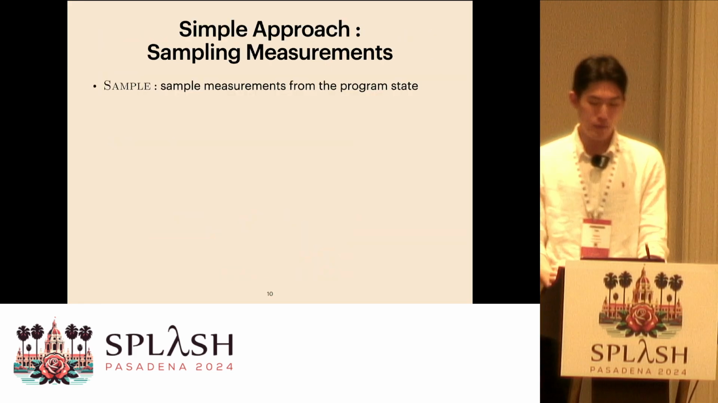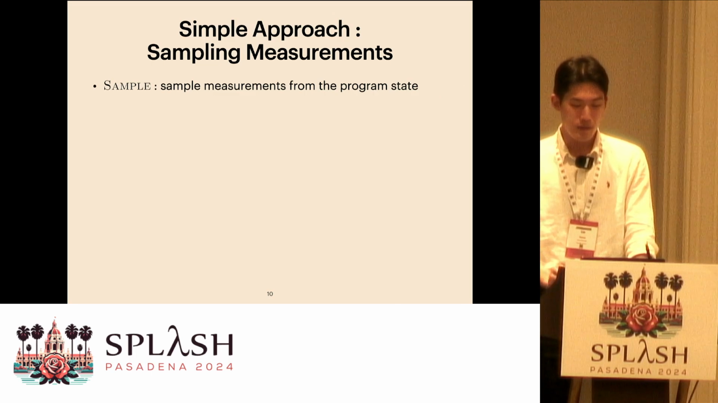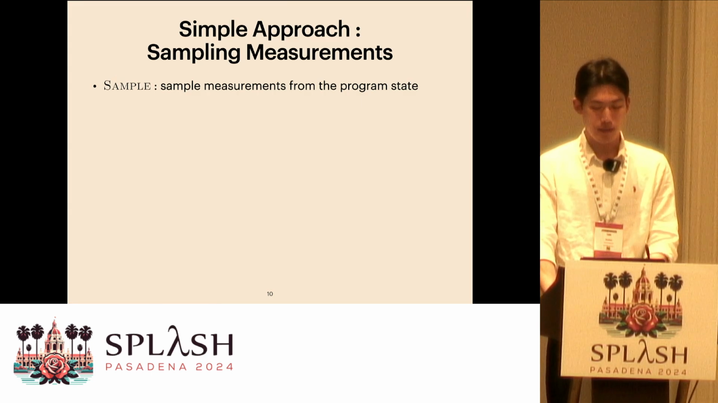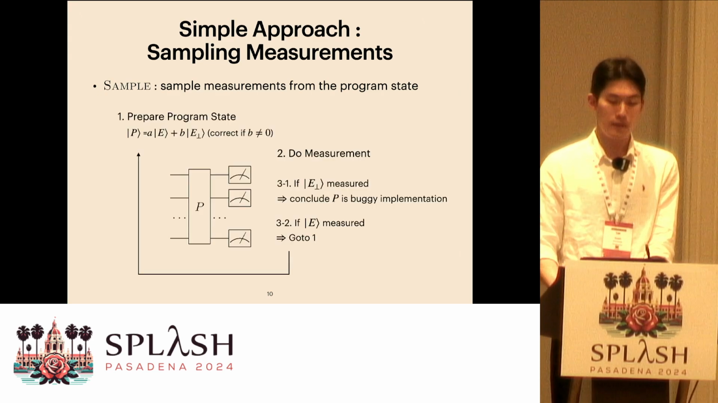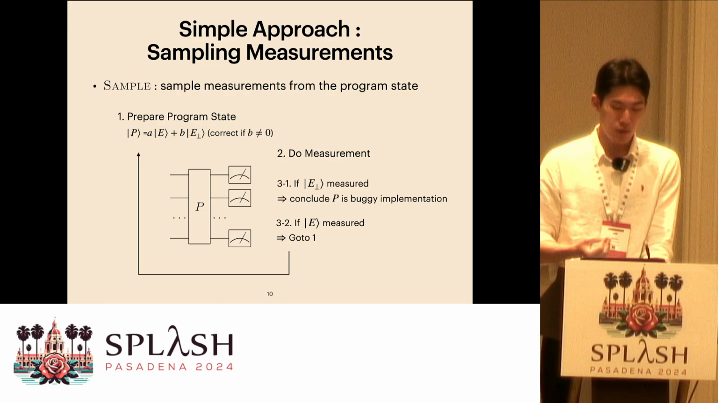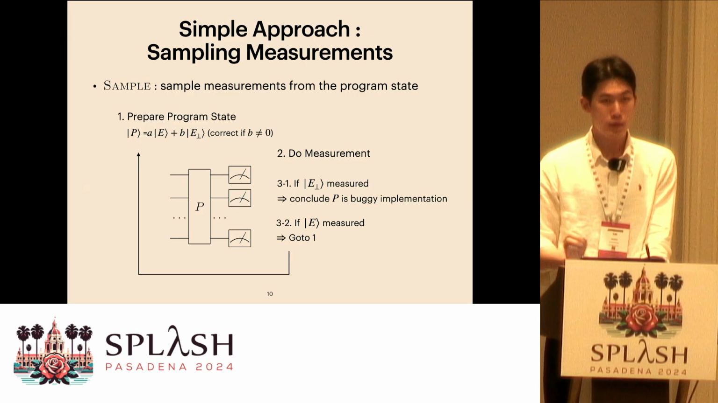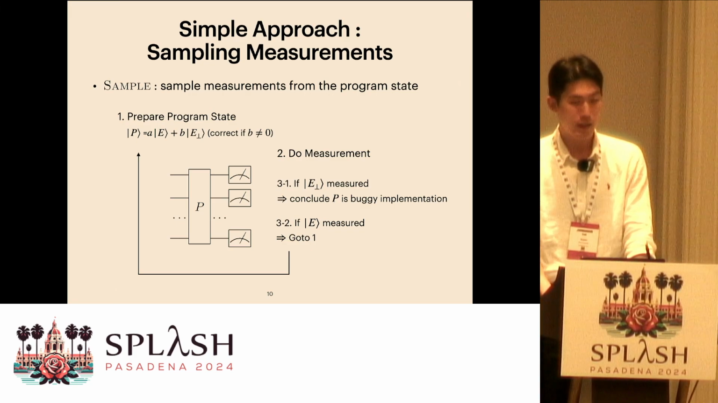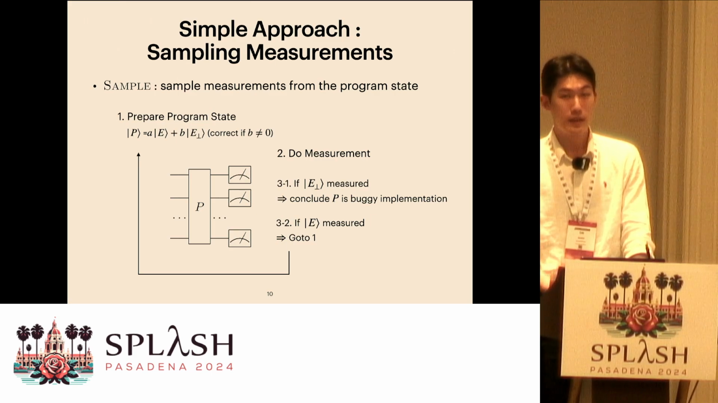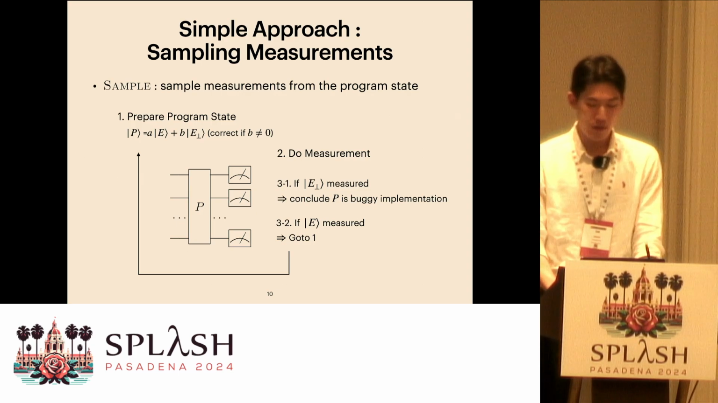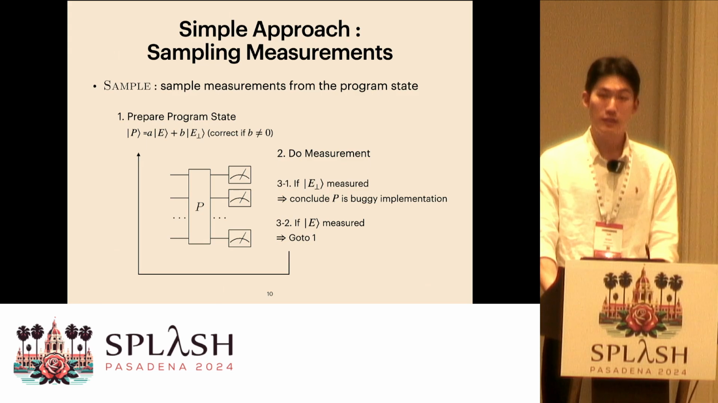To test the quantum program with respect to this issue, there is one straightforward way. We can just sample the measurement data from the program state. The whole process of this method is as follows. First, we prepare the program state by running the quantum circuit, and then we measure the program state. If we measure the unexpected state |e⊥⟩, then we can conclude that the program has a bug. On the other hand, if we measure the expected state |e⟩, then we should go back to the first step and repeat it until we get sufficient assurance.